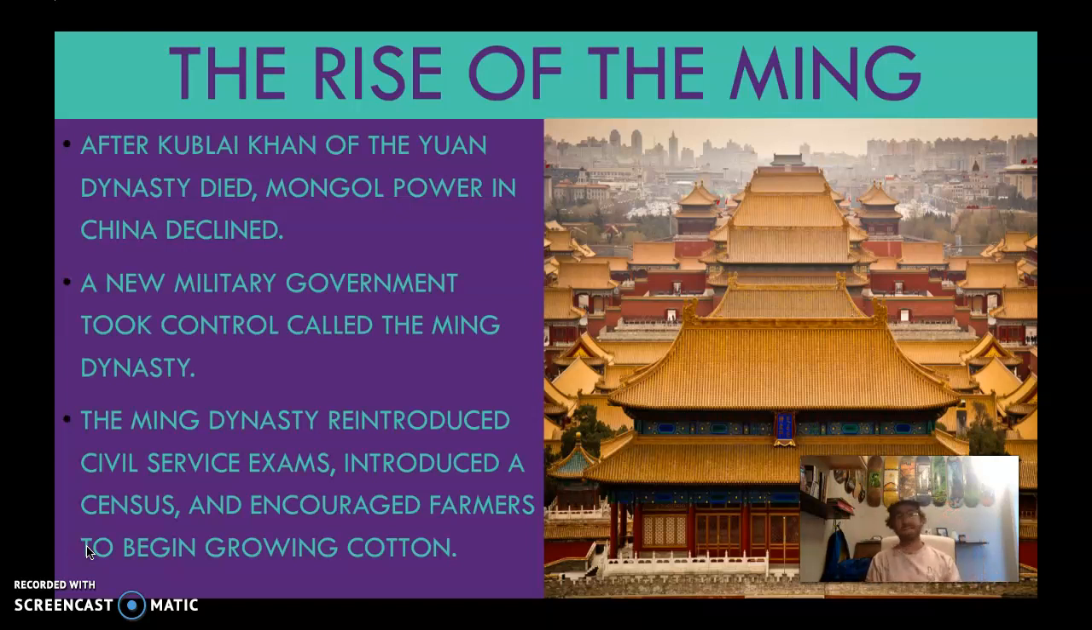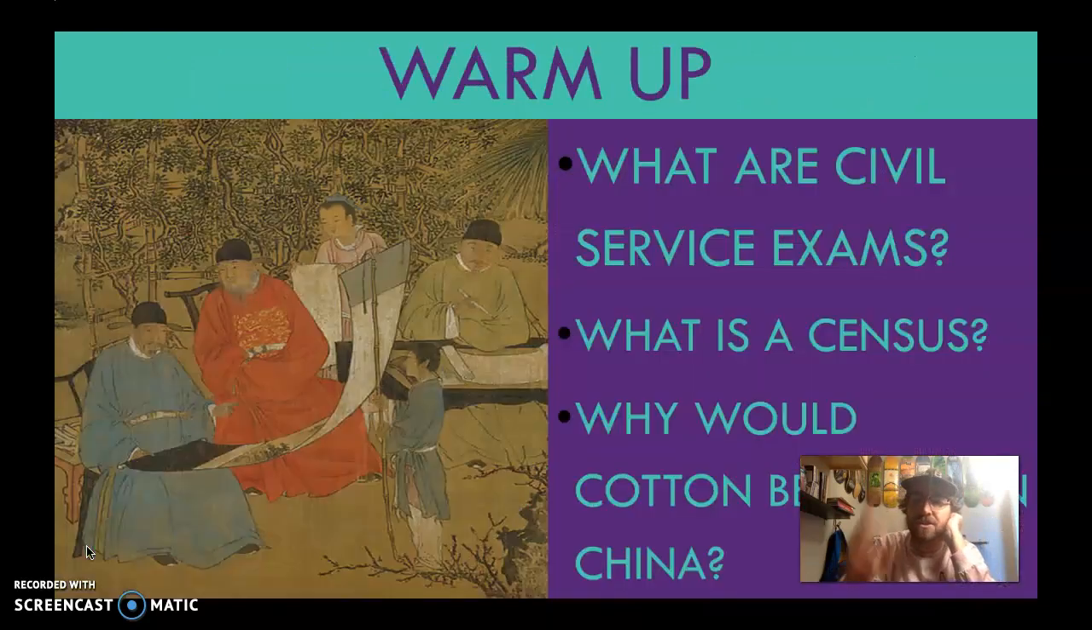The reason why the Ming Dynasty is so effective and powerful is that the Ming reintroduces the civil service exams. We'll talk about what those are in a second. Then they introduce this thing called a census. We'll talk about that in just a second. And they encourage farmers to begin growing cotton. You guys know that farmers were growing a whole lot of rice. The Ming Dynasty transitions from rice into cotton. Let's talk at least a little bit about why those three things are so important.